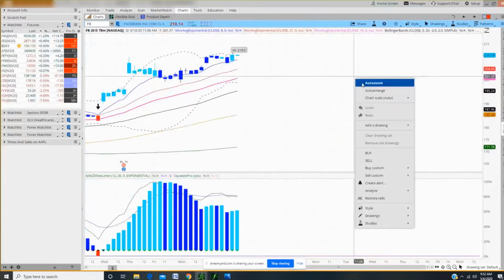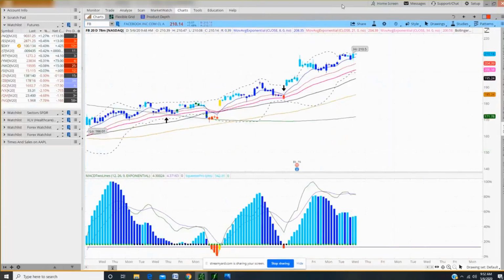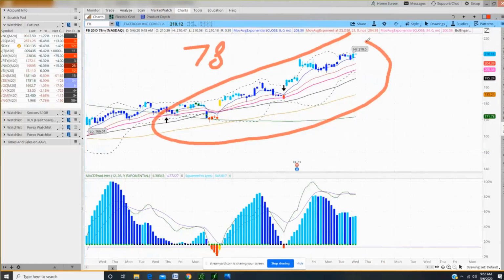That's it. Look at this beauty. Look, this is the 78-minute chart. You tell me this is not a thing of beauty. Take a picture of this chart. This is a beauty. This is what you need to be trading. And if it's above the 8, this is how it looks the majority of the time.